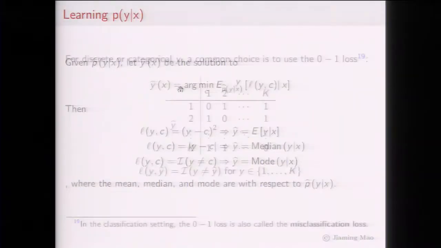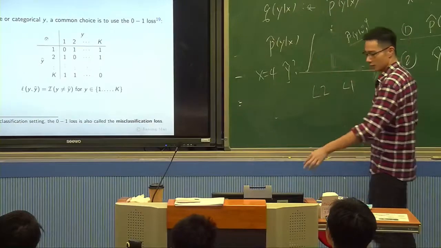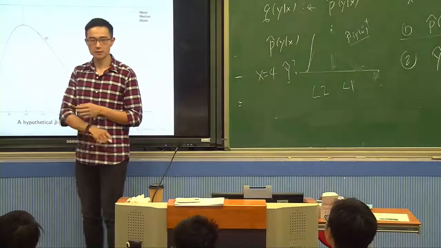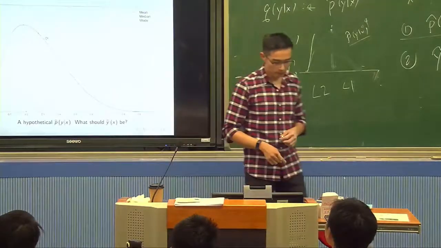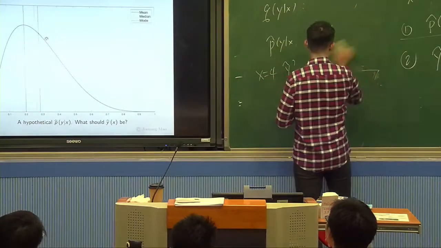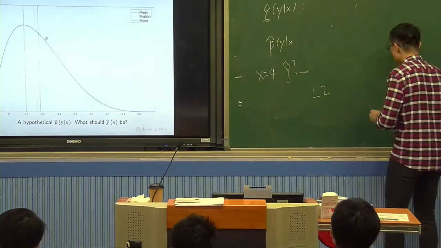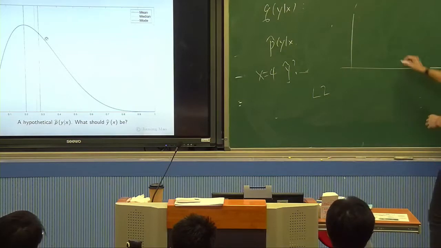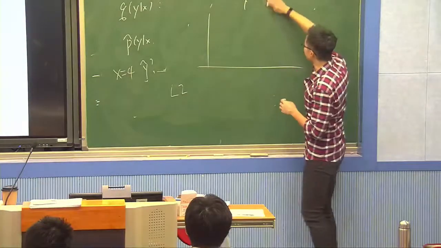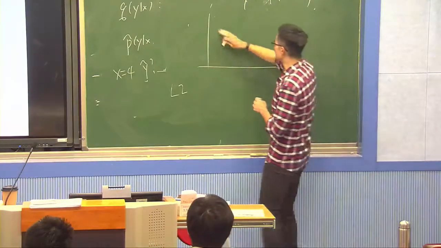Okay. What if Y is discrete? The example here, this Y is continuous. What if Y is discrete? How should I make a prediction of Y? Now, suppose Y has only 3 values. So Y is equal to 1, 2, 3. There are only 3 values of Y.